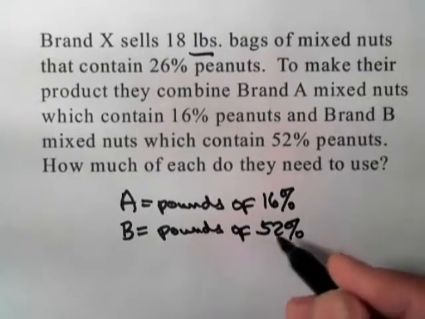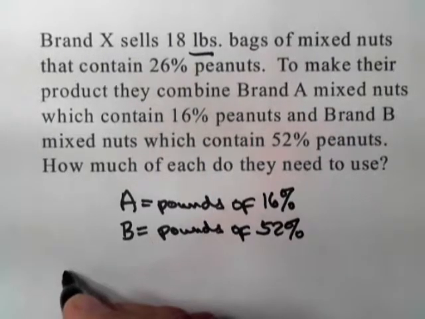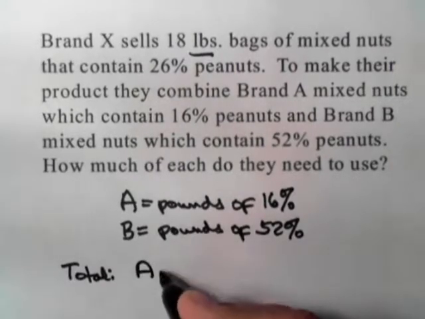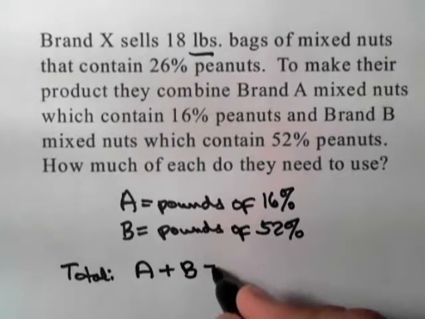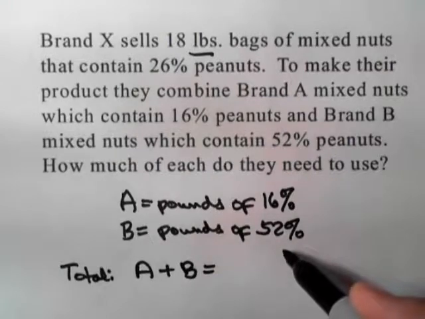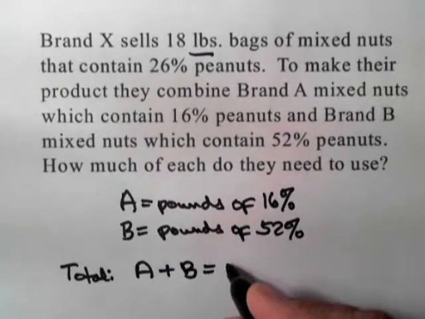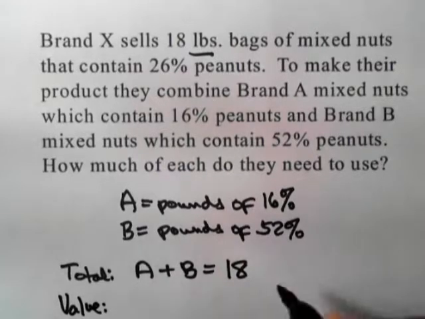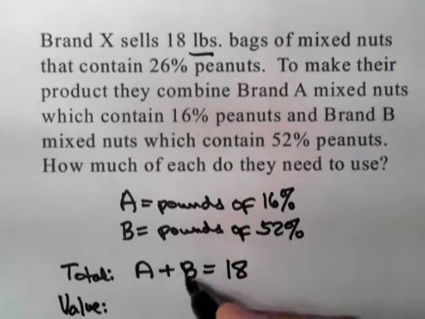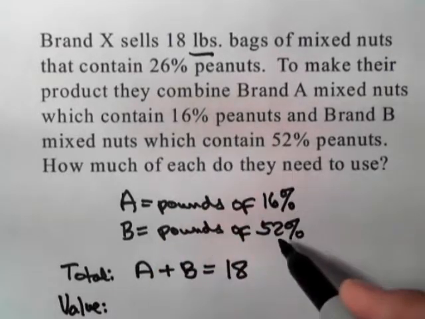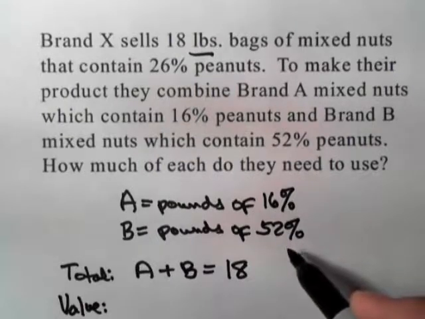We can do this. Okay, well, let's get the total equation. Total, A plus B. Now remember, A is the pounds of the 16, B is the pounds of the 52, and we want to have a total of 18 pounds when we finish up. So there it is. That's our total. Once you get the hang of these guys, they're simple to do, because now what you do is just take the total equation and multiply it by the concentrations. And if they're all in percents, you can just deal with them as whole numbers.